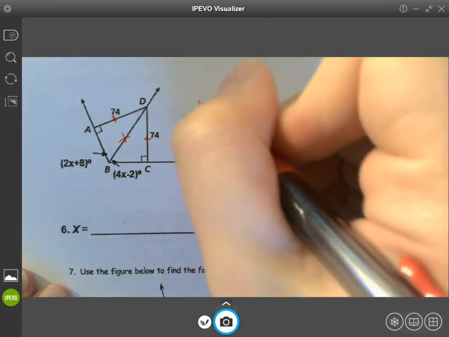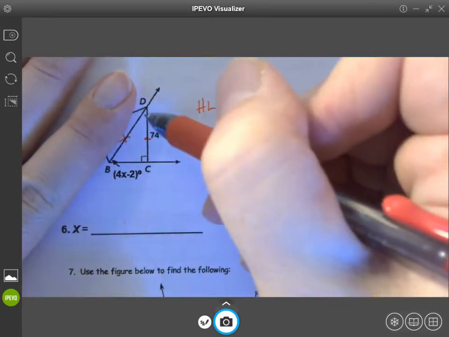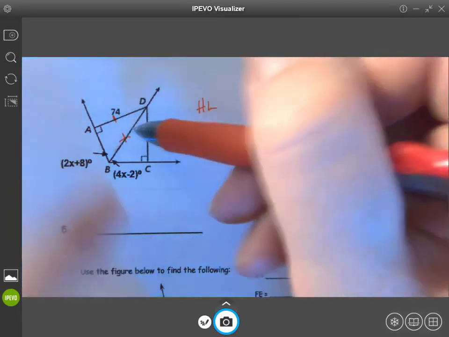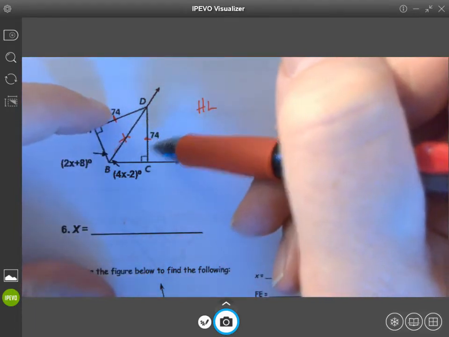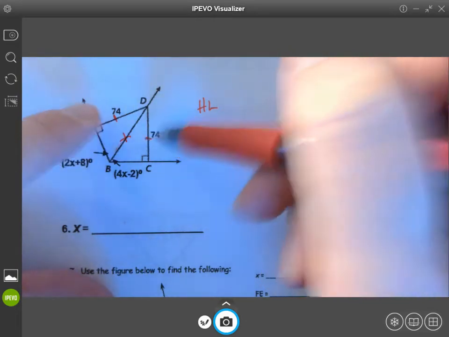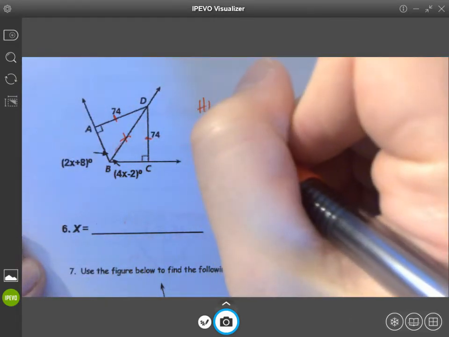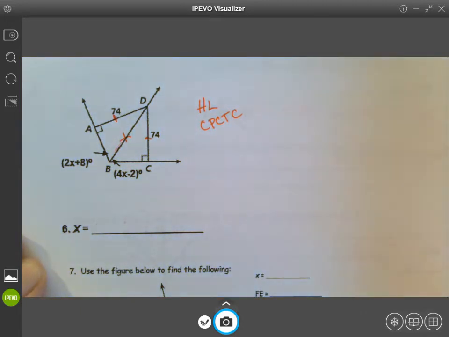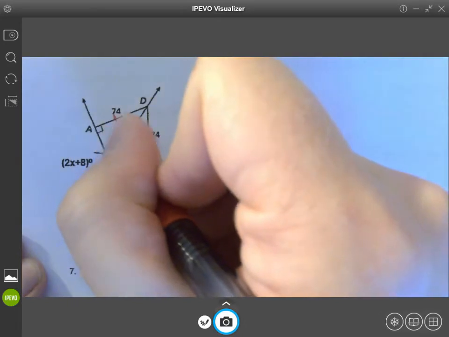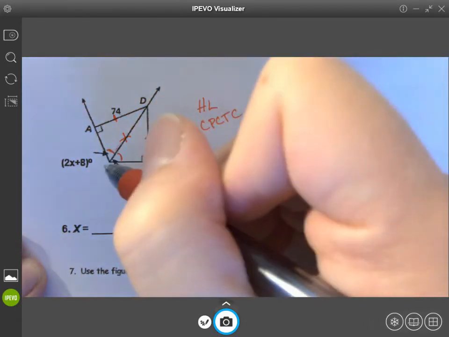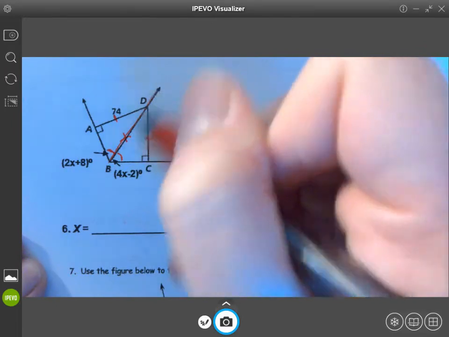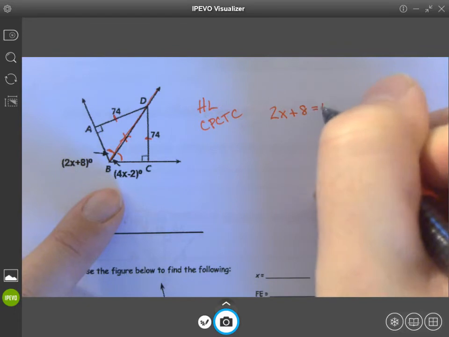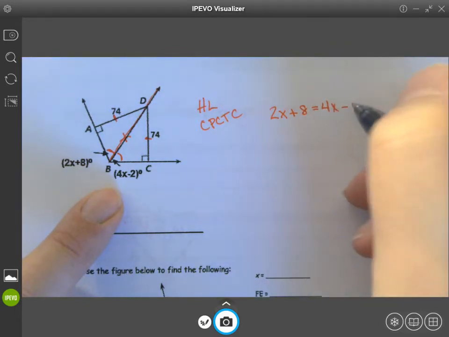But this is that hypotenuse leg, guys. Do you see the right triangle with the 90 degrees? And do you see the other right triangle? We have a congruent hypotenuse for both of them. We have a congruent leg. Because it's a right triangle, we have that hypotenuse leg. So these are congruent triangles, so we have that CPCTC again. Now, if you think about this, if these triangles are congruent, then this angle is congruent to this angle. This ray, BD, must be an angle bisector. So 2x plus 8 must equal 4x minus 2.